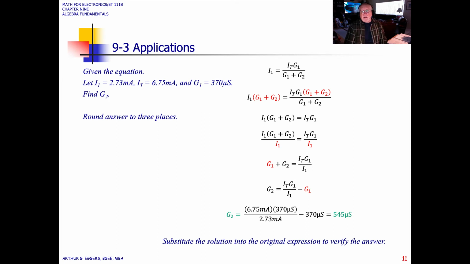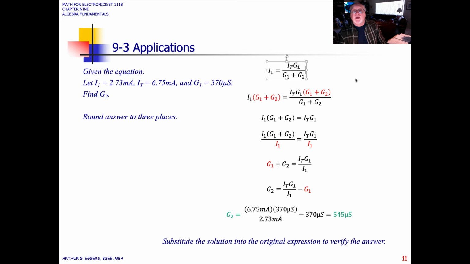Okay, in this application, we're going to look at current and conductance. We've got an equation here where we are, in fact, given values. We're given a current value of 2.73 milliamps, a total current value of 6.75 milliamps, and a conductance of 370 microsiemens. Remember that the inverse of ohms is Siemens. So we want to find the conductance G2.